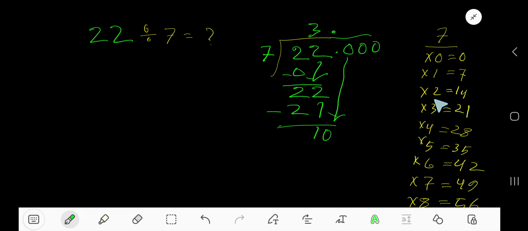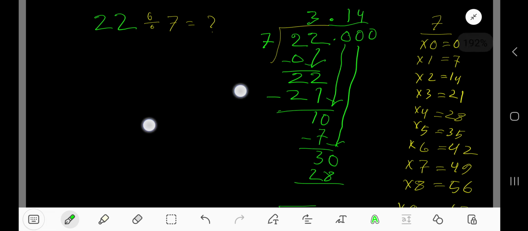7 goes into 10 how many times? 2 times is 14, which is greater, so 1 time. 1 times 7 is 7. Subtract, you get 3. Bring down the next 0. 7 goes into 30 how many times? 4 times, right? 4 times 7 is 28.